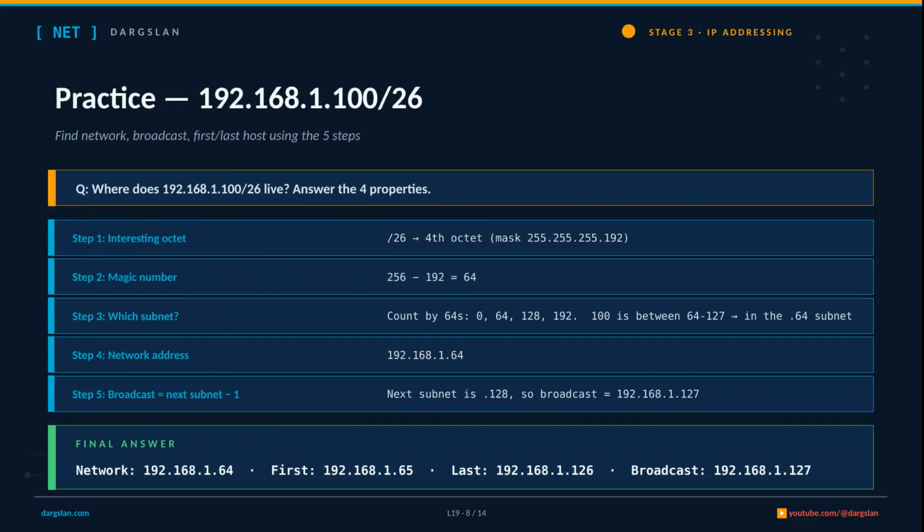Let's put that recipe to work. We've got 192.168.1.100 with a /26 mask. The /26 lands us in the 4th octet with a mask of 255.255.255.192. So our magic number is 256 minus 192, which is 64. Counting by 64s: 0, 64, 128, 192. Our host at 100 falls between 64 and 127. So the network is 192.168.1.64. Broadcast is 192.168.1.127, and our usable hosts run from 65 to 126. No calculator, no binary conversion, just 5 clean steps.